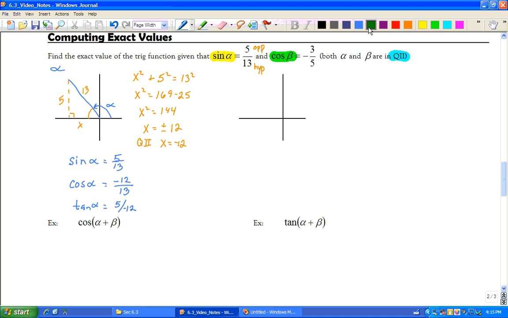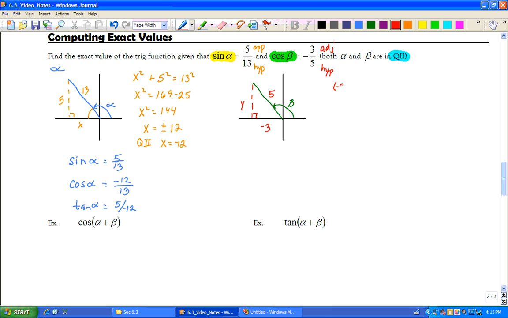Okay, let's take a look at beta. Again, it's a second quadrant angle, so we'll just draw that in. So here is beta. And again, let's draw in our right triangle. Cosine is adjacent over hypotenuse. And when we're drawing these out, our hypotenuse is the radius, so that's always going to be positive. So we know that this is -3/5. So our adjacent side is going to be -3, and our hypotenuse is going to be a +5. And this time what we need to find is y, or our opposite side.